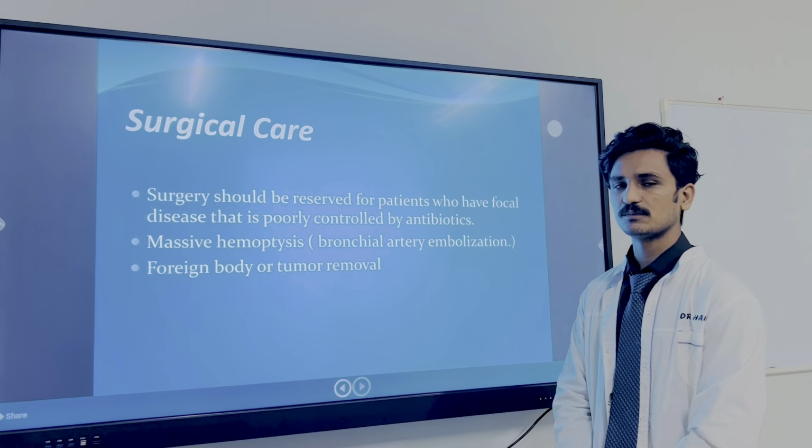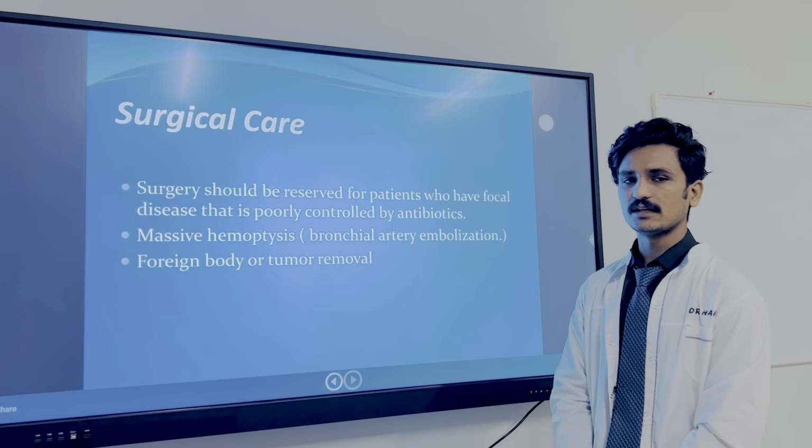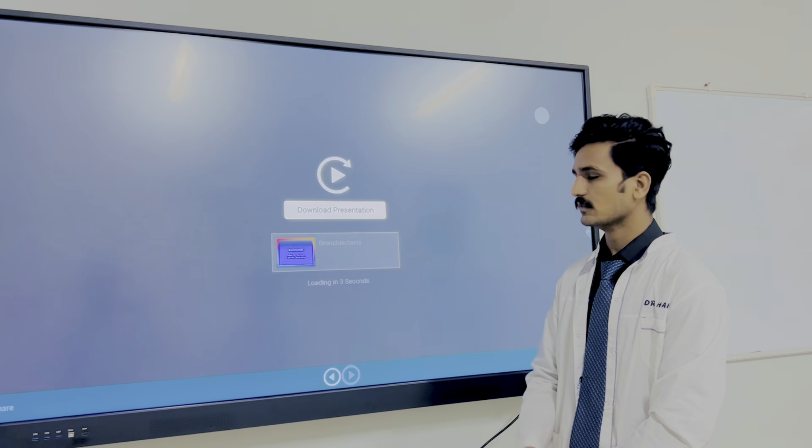Surgery should be reserved for patients who have focal disease that is poorly controlled by antibiotics. If the antibiotics are not going to heal the bronchiectasis, then we can move to surgical procedures, massive hemoptysis, and foreign body or tumor removals.